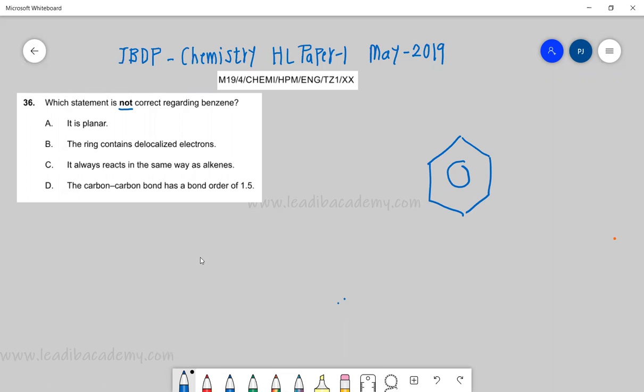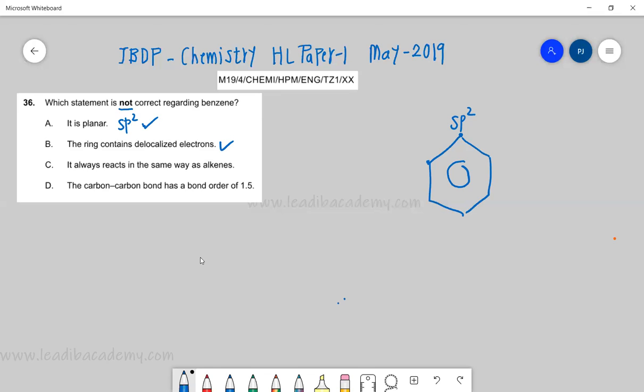It is planar. Yes, this is planar, because all these carbons are sp2 hybridized, and we know sp2 hybridized means it has to be a planar structure. The ring contains delocalized electrons, very much. As a matter of fact, the delocalization or resonance concept was basically discovered by a famous scientist, Kekulé, because of benzene. So obviously it has delocalized electrons. This is also true.